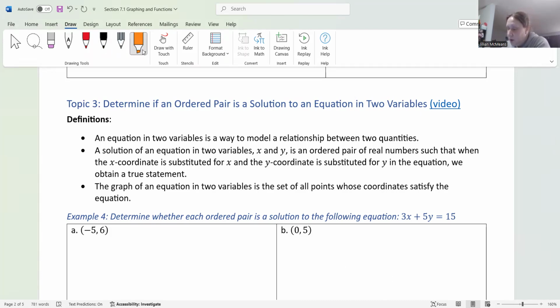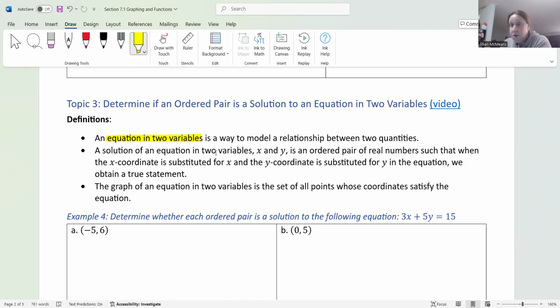So let me go back to my yellow highlighter. We have here an equation in two variables is a way to model a relationship between two quantities. Okay, so an equation in two variables, again, it's a way to model a relationship between two variables. We have oodles and oodles of equations in two variables. Please do know that your equations are going to have x's and y's in them, okay?